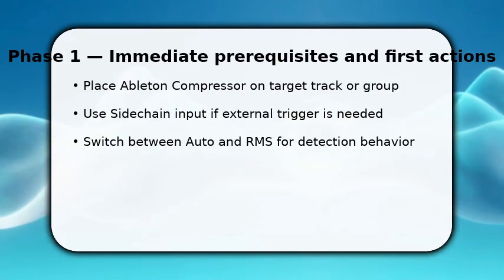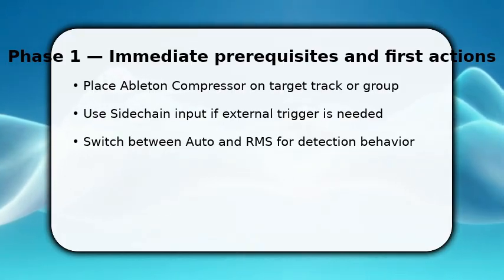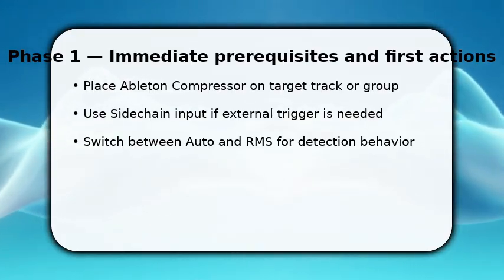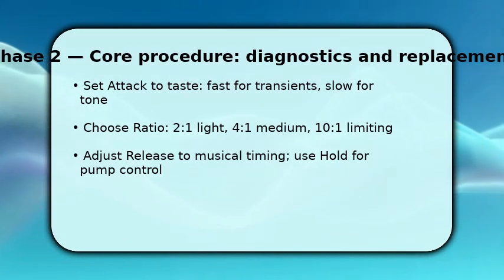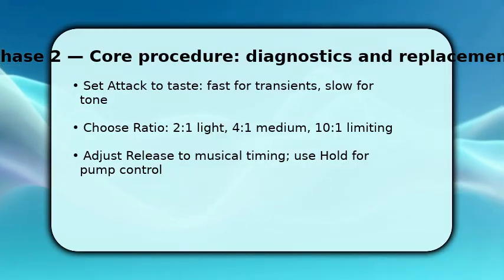Make sure you've set the track gain to a healthy level before dialing attack and release. Now you refine how the compressor shapes sound. Set attack fast to catch transients or slower to let transients breathe. This affects punch and clarity.